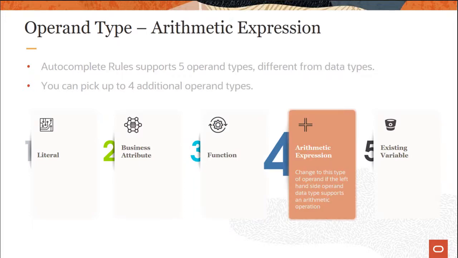The next operand type is arithmetic expression. If the left-hand side operand data type supports an arithmetic operation on a combination of operands in right-hand side, you can change to this type of operand. The operand type is used in certain cases, such as when you want to concatenate strings to show as part of an error message, when you want to show arithmetic operations, add, subtract, multiply, and divide operands of a like numeric data type, or when you want to use it in a date calculation that allows you to add or subtract a given number of days from a date to determine the desired date in the past or in the future. For example, the current date plus 90 days.